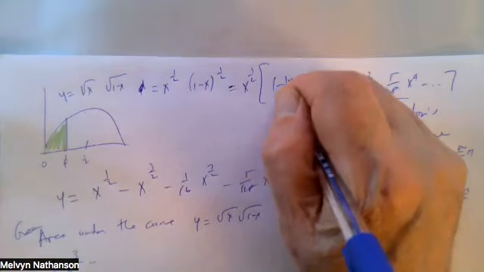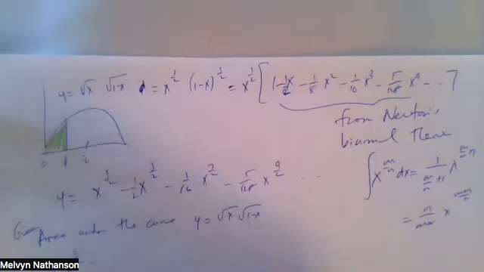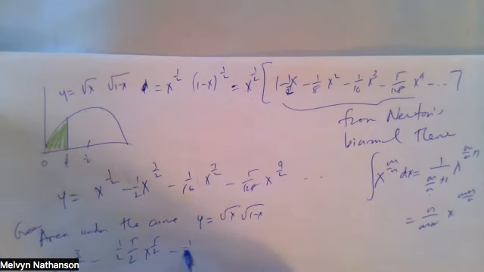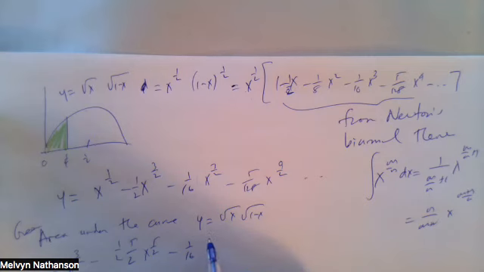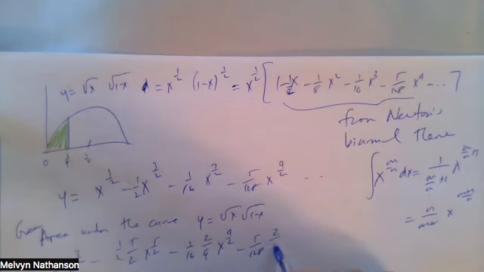It should have been a 1/2 here. I don't know why I forgot that. Minus 1/2, 5/2 x to the 5/2, minus 1 over 16. 7/2 plus 1 is 9/2, so 2/9 x to the 9/2 minus 5 over 128, 2 over 11 x to the 11 over 2, and so forth.